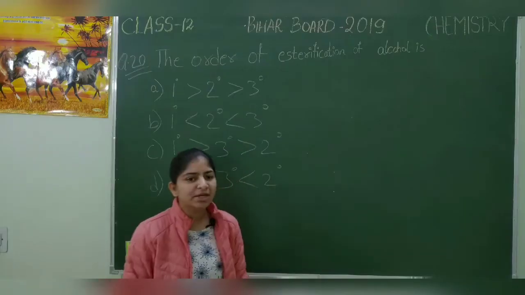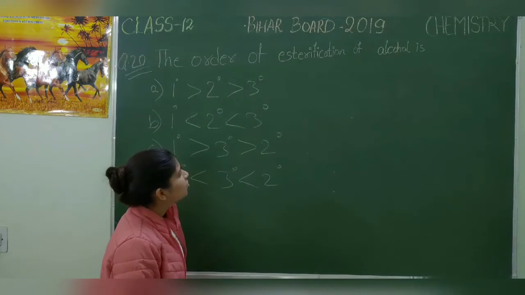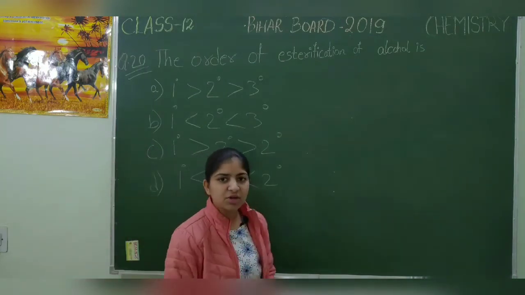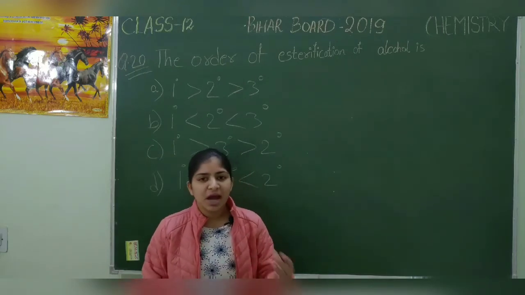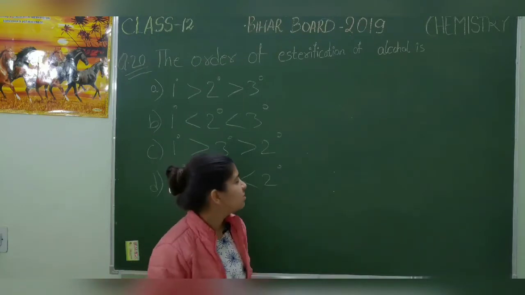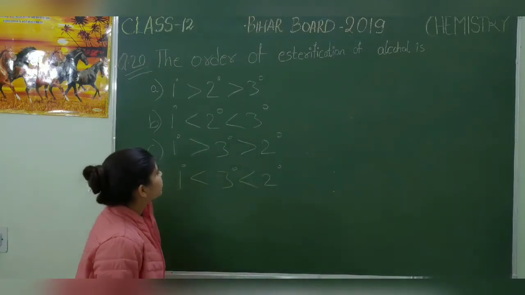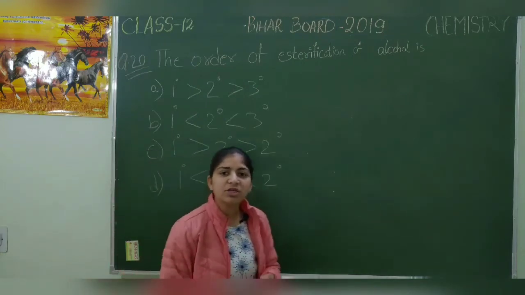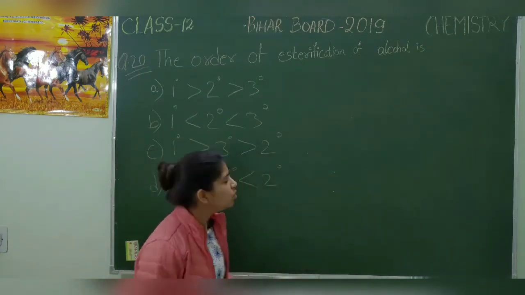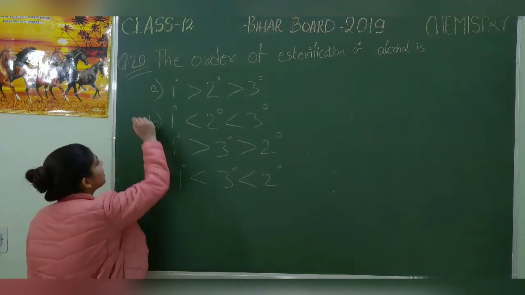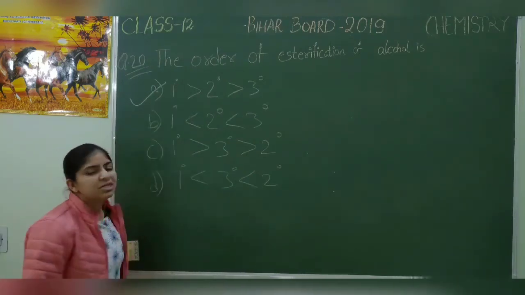Come to next question, that is the order of esterification of alcohol is. Esterification of alcohol, it means carboxylic acid and alcohol will react to form ester. So in this case the order of reaction is 1 degree alcohol is more reactive as compared to 2 degree and 3 degree. So we can say that first option is our answer.